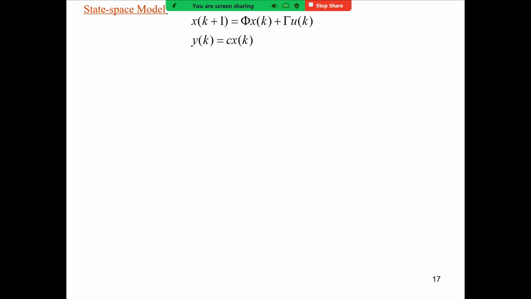So finally we have a state space model. For computer control, we don't use A, B, C. A, B, C is reserved for the students taking linear systems. Now we use Phi, Gamma, C.